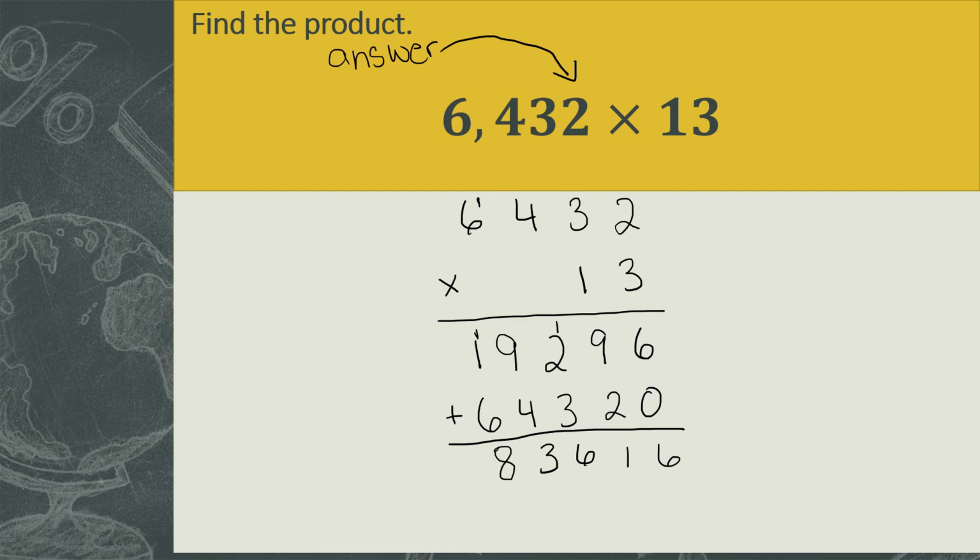Okay. Now I'm going to go ahead and count: 1, 2, 3, and this is where I put my comma. And my answer is 83,616.